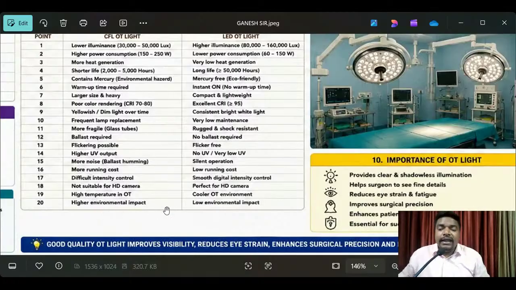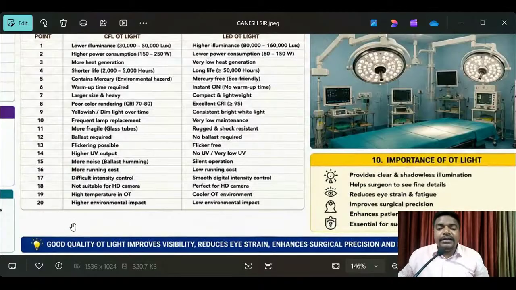Why? A cooler OT environment, and it is also very clearly visible. The organ the doctor is seeing during the surgery will be clearly visible. If it is visible clearly, the doctor can do the surgery very clearly, and the patient will get proper treatment. That is the major thing.